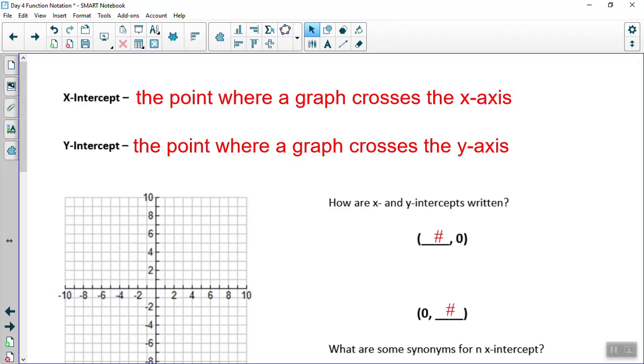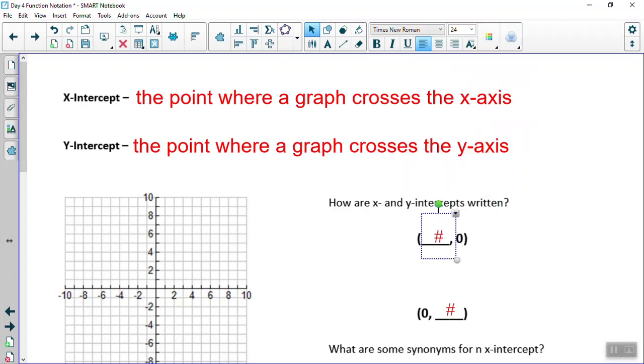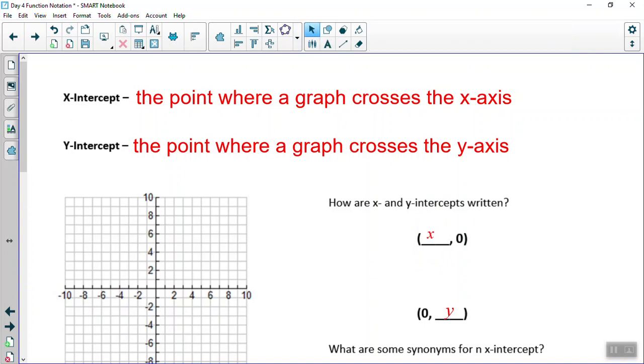Okay? So this is actually our x value, so I'm actually going to take that out, and I'm going to replace that with x. So that's our x value and our y value. All right, I like that better.